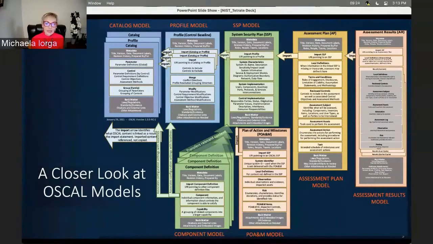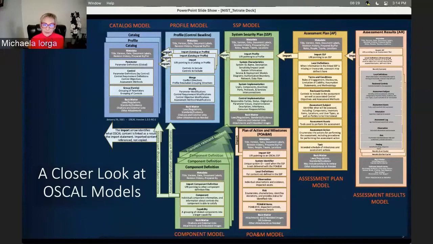The OSCAL assessment layer, which is the next one in yellow, is comprised of three models. So we have the assessment plan model, the assessment result model, and the plan of actions and milestones. The assessment plan model represents the planning of the period or a continuous assessment, while the assessment result model represents the information produced from a set of assessment activities and allows for the same level of details as the assessment plan. The plan of actions and milestones represents a set of findings for a periodic or continuous assessment that needs to be addressed by the system owner.